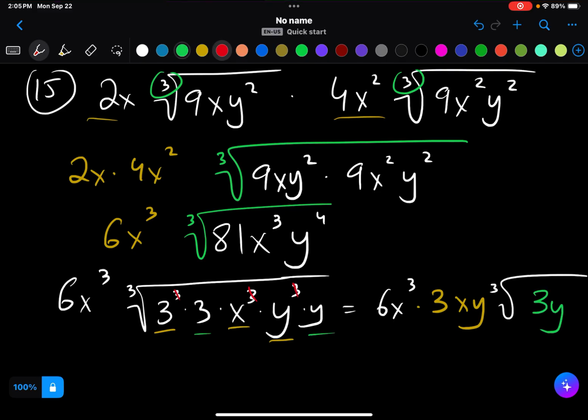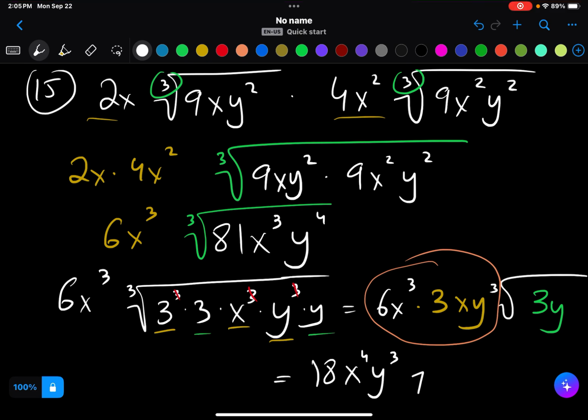All right, now go ahead and multiply this, because they're both outside the radical, right? So that's going to be 6 times 3 is 18, x3 and that 1 x, that's x to the 4, and the y just tags along, and you still have whatever you had underneath that power 3 radical, which is the 3y. And that is the full answer.